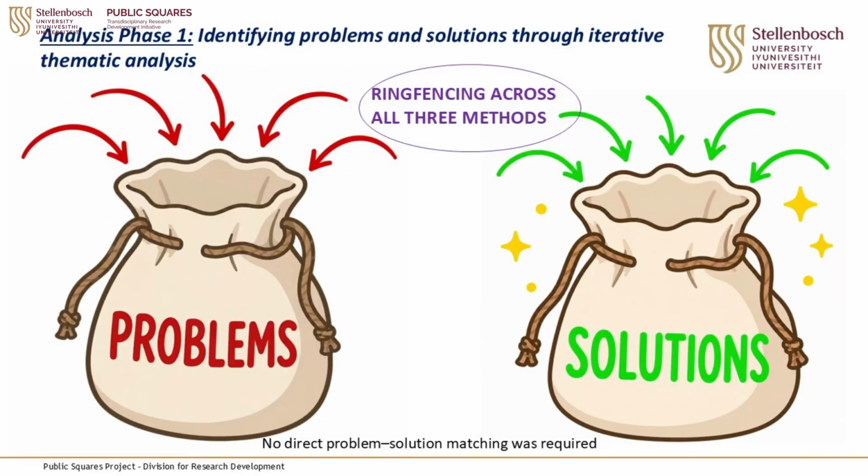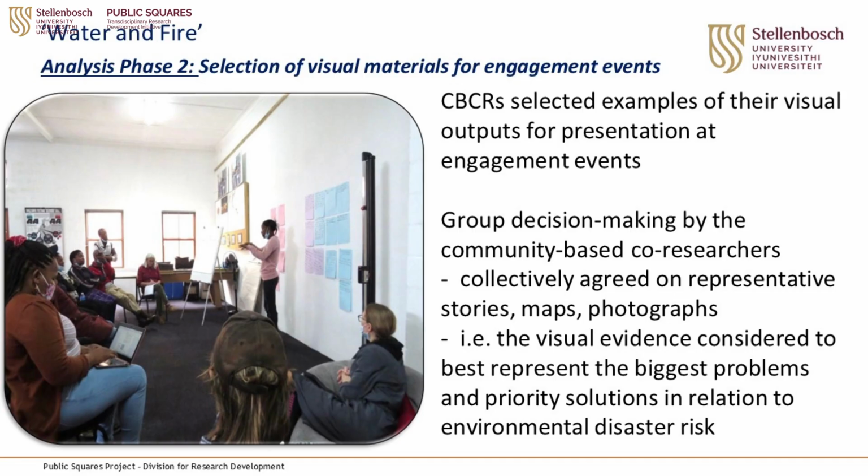Okay, so just a little visual here then to show that the biggest problems that had been seen across that iterative analysis process were ring-fenced, and the solutions were also ring-fenced. And again, as I said, we didn't ask for direct solution matching solutions to problems. So the next step then, they had the problems and they had the solutions that they thought were most important that were coming out through all of these visual materials. And then they selected examples of their visual outputs for presentation at engagement events.